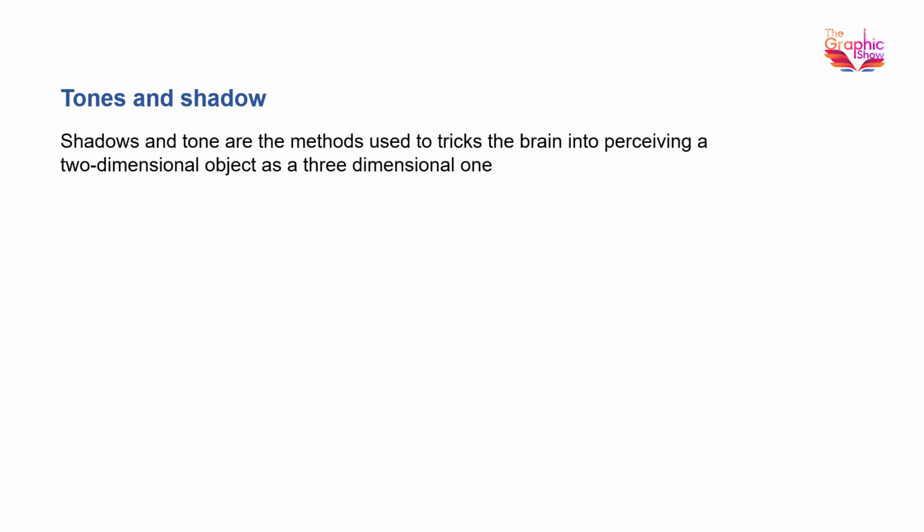Tones and shadow. Shadow and tones are the methods used to trick the brain into perceiving a two-dimensional object as a three-dimensional one.